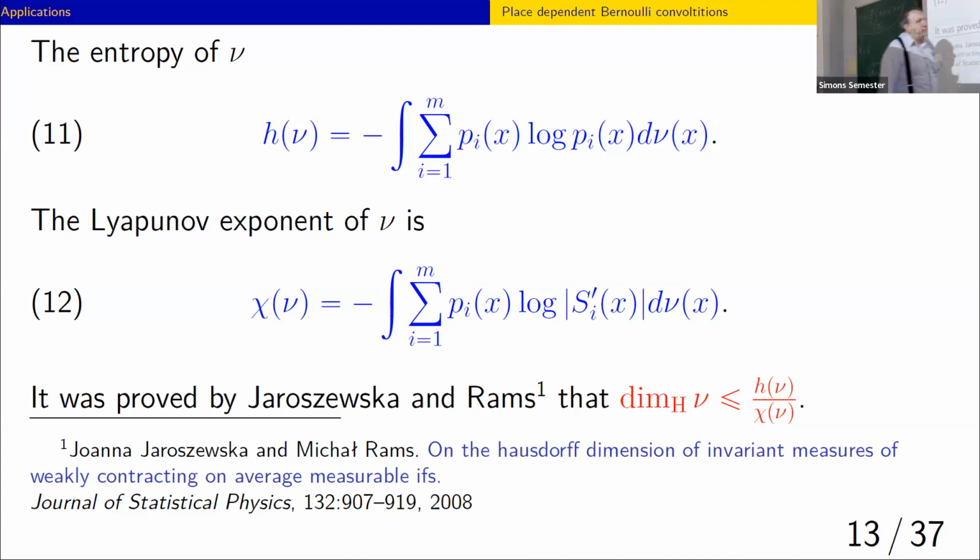Probably Marius can tell us that maybe it had been proven earlier. But certainly Jaroszewska and Rams proved this, in the setting of not contracting, but contracting on average, so in much, much higher generality, but certainly it follows. And Marius also wrote a lot of papers in this direction. Maybe it follows at least one decade earlier, but certainly this is one place where it was verified that this holds.